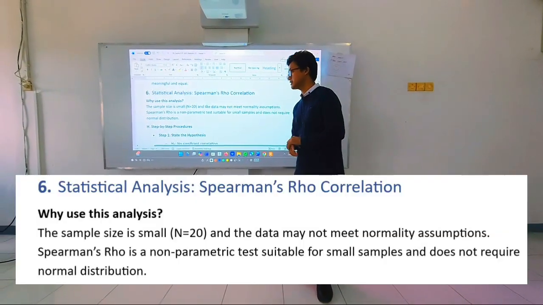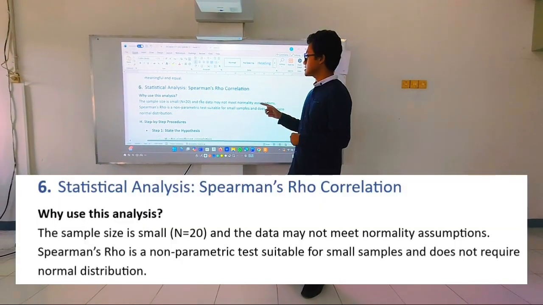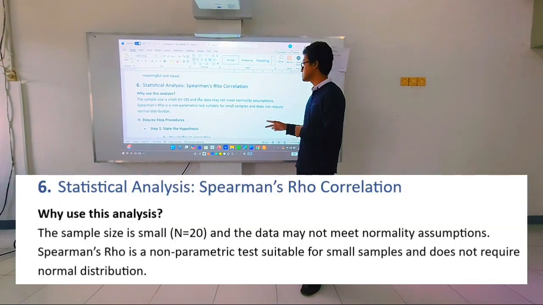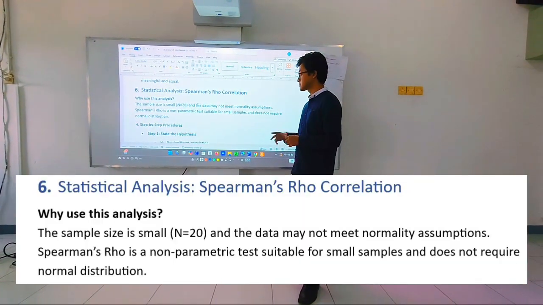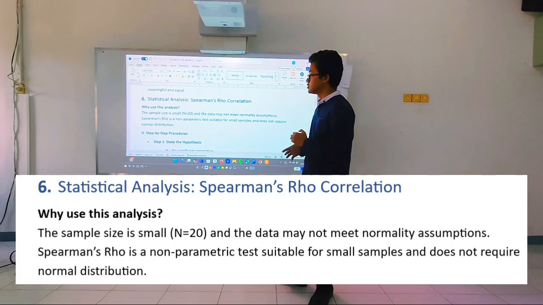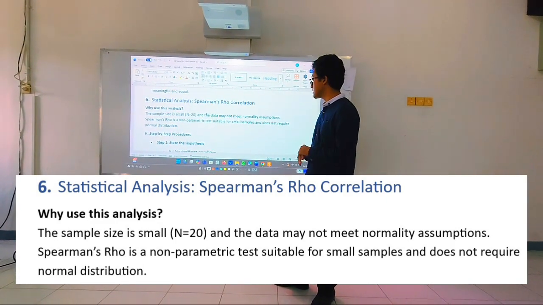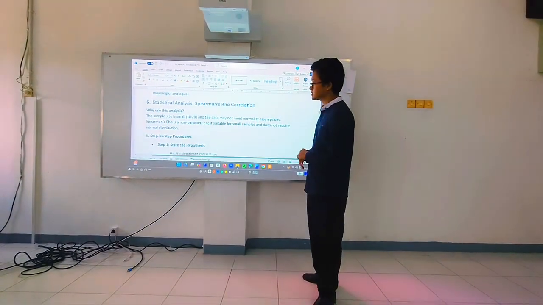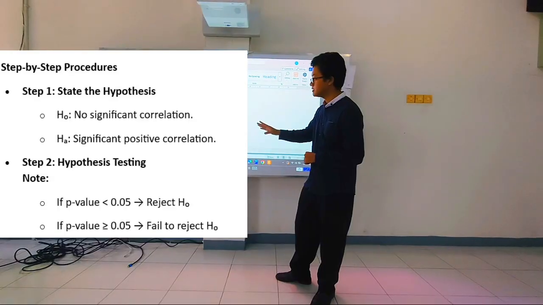The statistical analysis. Why use this analysis? The sample size is 20, which is quite small, and the data may not meet the normality assumption. The Spearman rule is used because this is a non-parametric test suitable for small samples and does not require normal distribution. And the step by step is the hypothesis that I explained earlier.